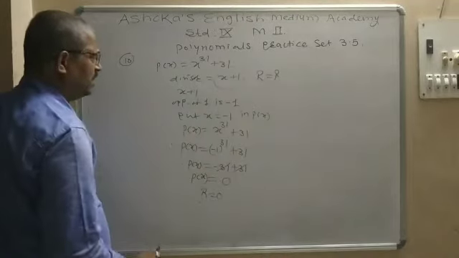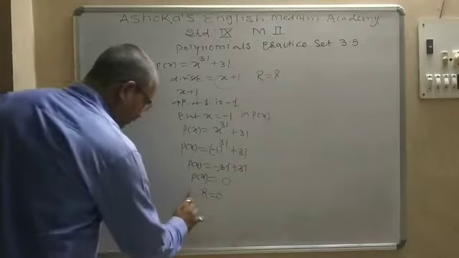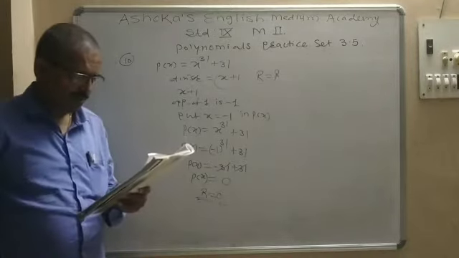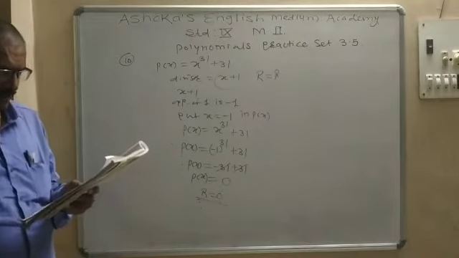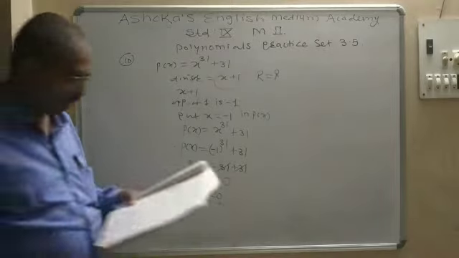Therefore, x plus 1 is a factor. But here it is asked to find the remainder. Therefore, remainder is equal to 0. This is so simple. In a similar way, now we will enter question number 11.